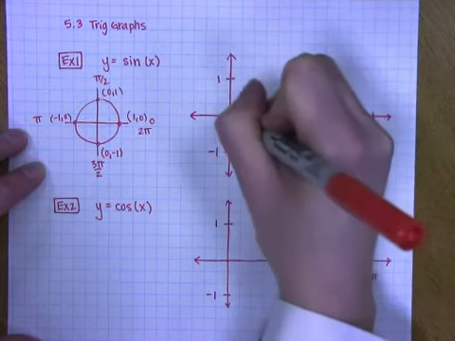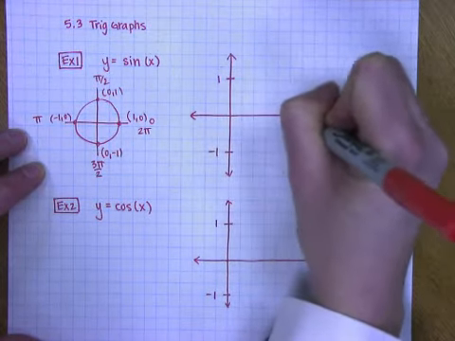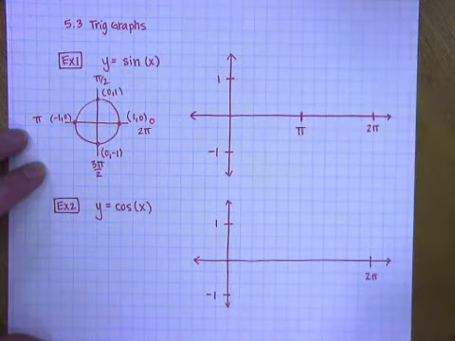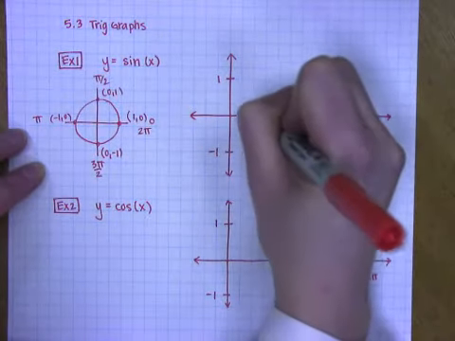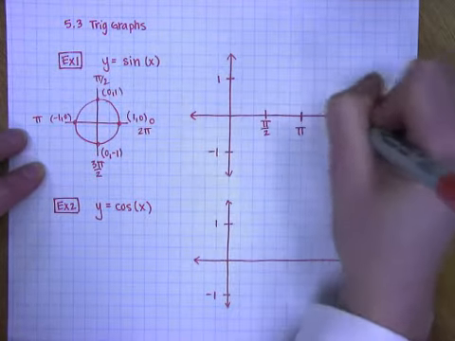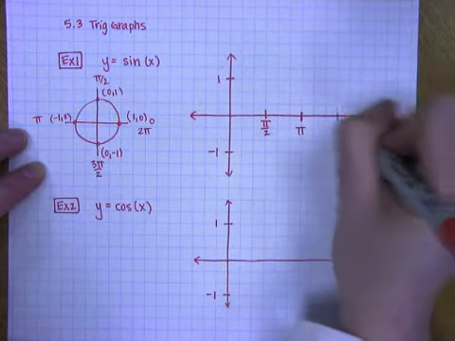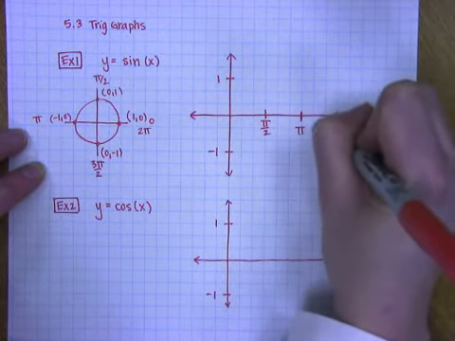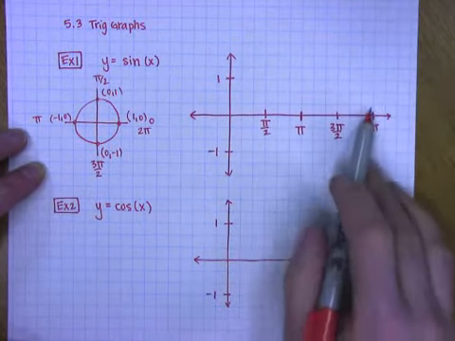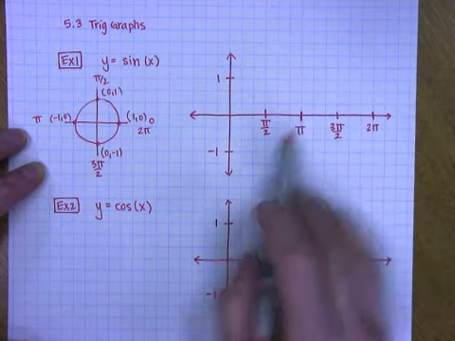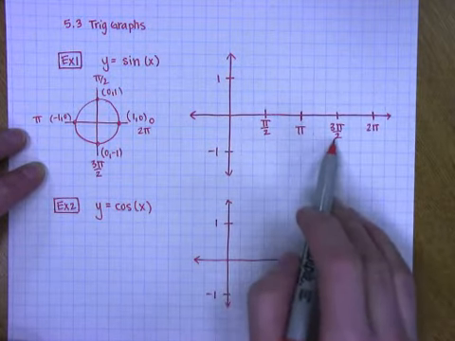So I have 12 units there, so 1, 2, 3, 4, 5, 6 is my halfway point, and I put pi. And then you cut that in half, and you put pi over 2. And you cut that in half here, between the pi and the 2 pi, and that's your 3 pi over 2. So the trick is you just go out and you put your last tick mark, and then you cut it in half, and then cut each one of those segments in half.